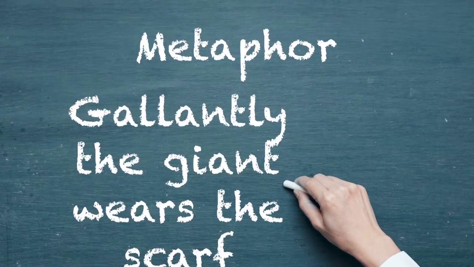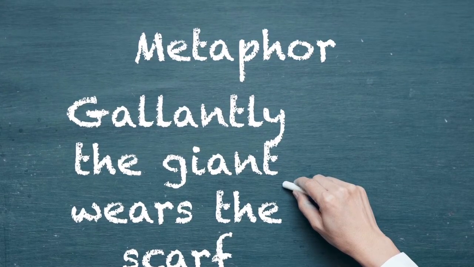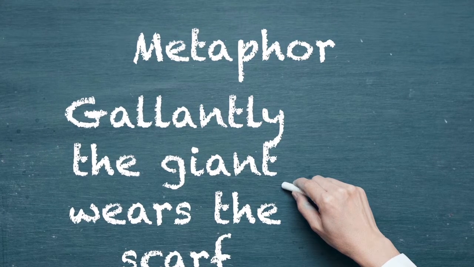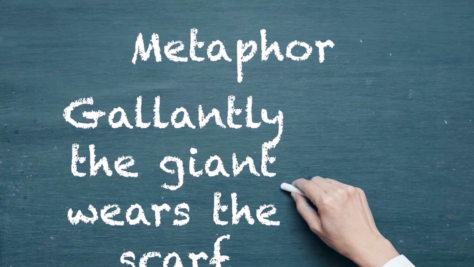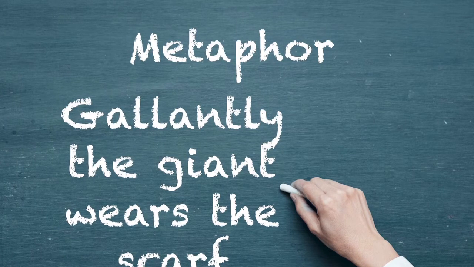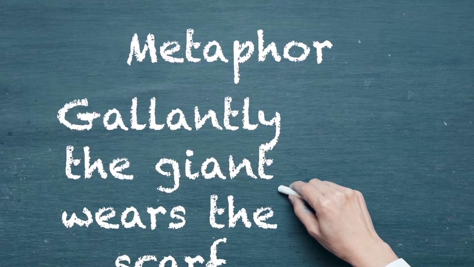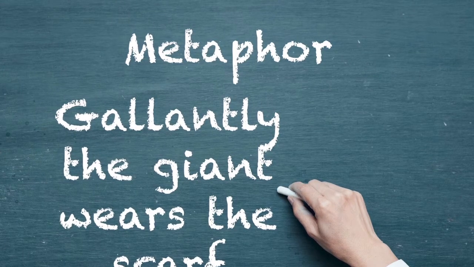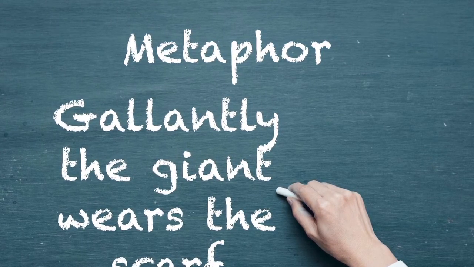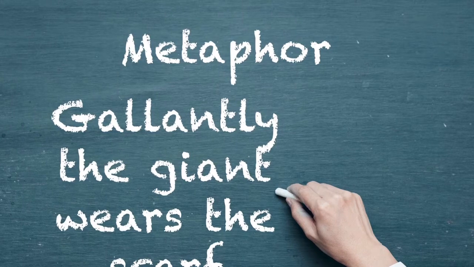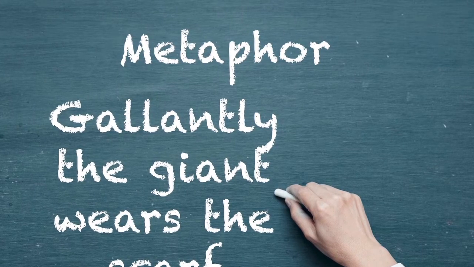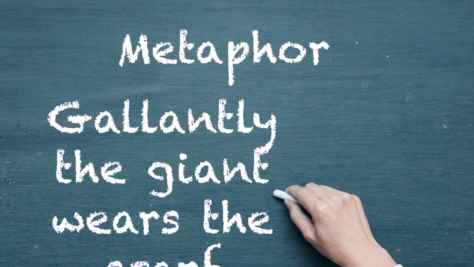The next poetic device used here is metaphor. So metaphor is comparing the attributes of two different things. Here the poetess says gallantly the giant wears the scarf. So she is comparing the brave quality of a giant with the brave quality of the tree which bears such a tight hold of the tree. So here the tree itself becomes the giant.